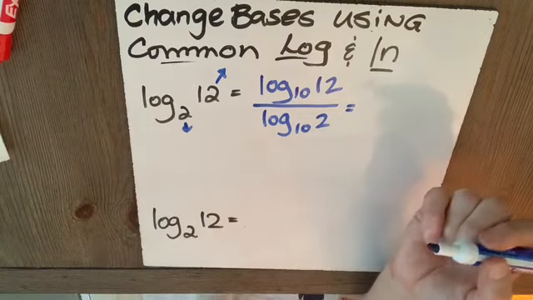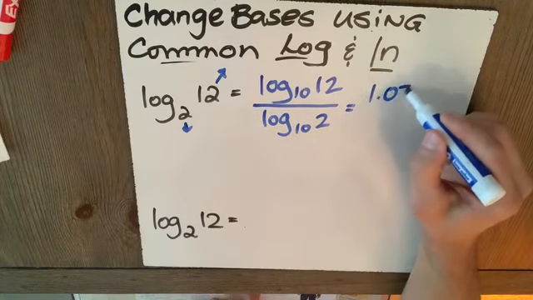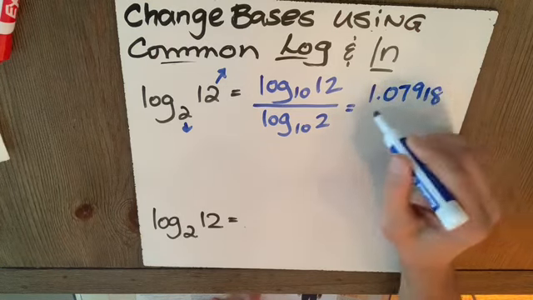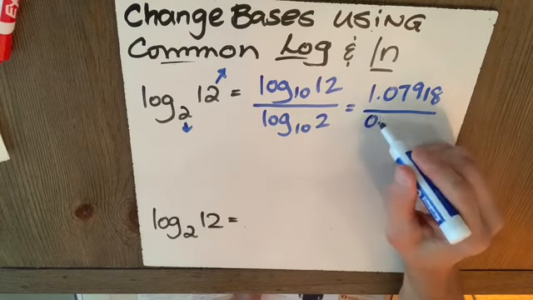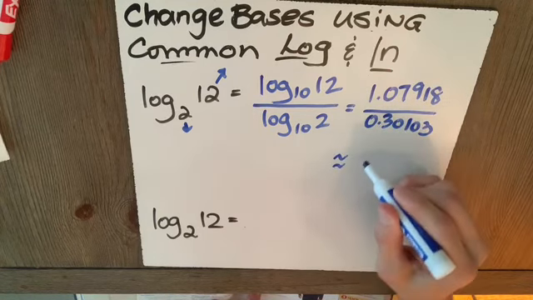And when I do that and I put those into my calculator, I get 1.07918 divided by 0.30103. And that's approximately equal to 3.58.